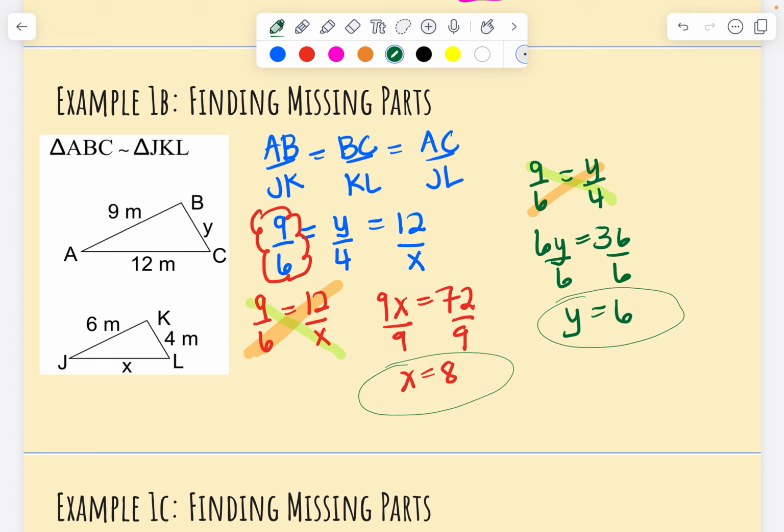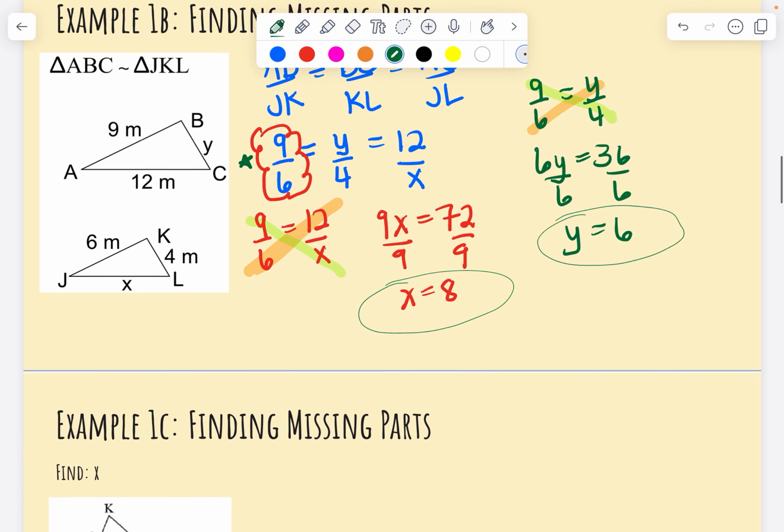And again, if you want to check your work, we know that 9 divided by 6 is 1.5. So if I look at Y is 6, I can do 6 divided by 4, which is also 1.5. And then X is 8. 12 divided by 8 is also 1.5.